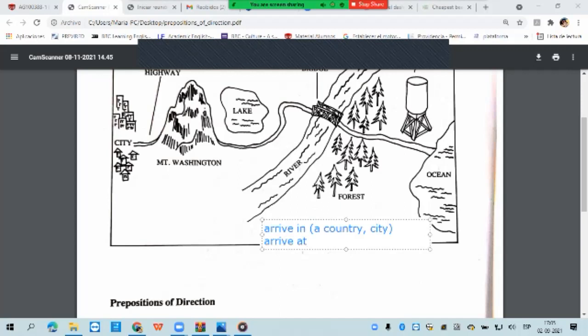And you arrive at the opposite, at a more delimited place. You arrive at an office, for example. You arrive at the beach. Here it says, okay? It usually is a more delimited place, smaller than in. Do you understand it?